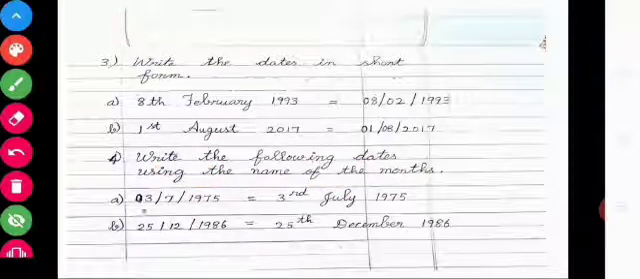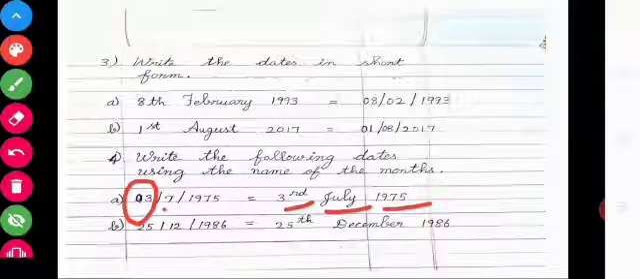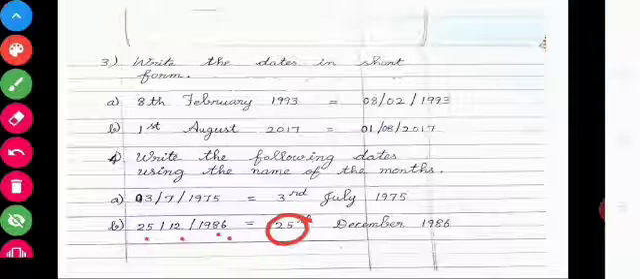And the next one, write the following dates using the name of the month. The date is 3 and then month 7 and then year 1975. So, write the date using the name of the month. Date, what is that? 3rd, and the 7th month is July, and then year 1975. 3rd July 1975. The next one, 25/12/1986. The date is 25th, the 12th month is December, and then year 1986.